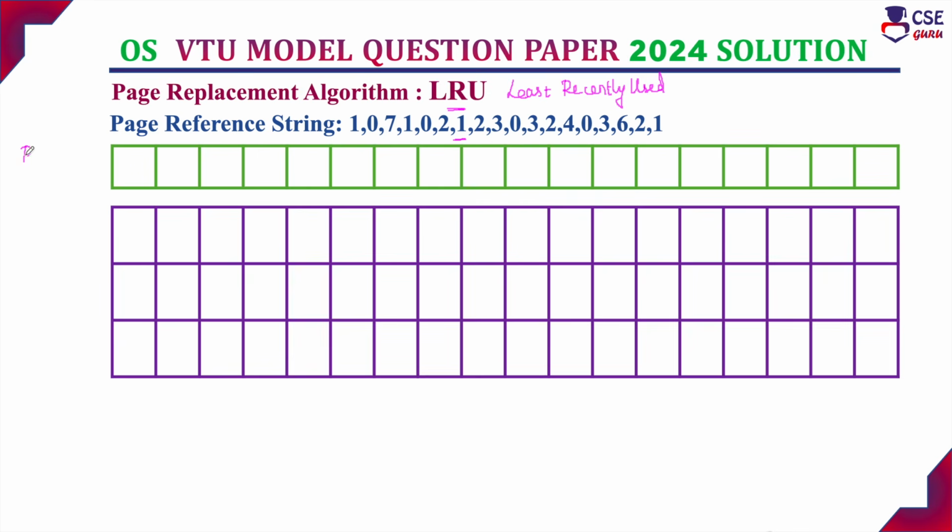So, the page reference string given is 1, 0, 7, 1, 0, 2, 1, 2, 3, 0, 3, 2, 4, 0, 3, 6, 2, 1. This is the reference string.